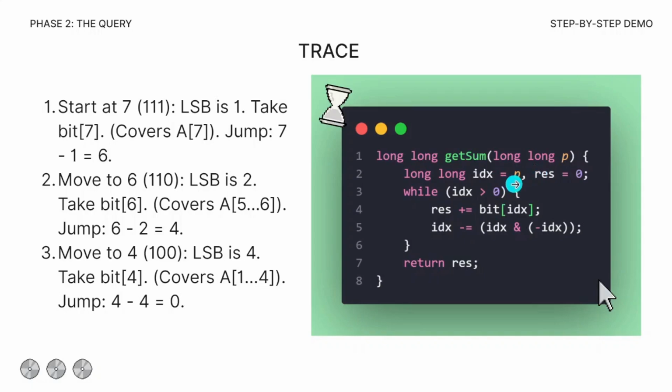We let the index equal P, and the result at the start is 0. While the index is still in the range, we let the result plus the bit of the index, and then we update the index to its child.